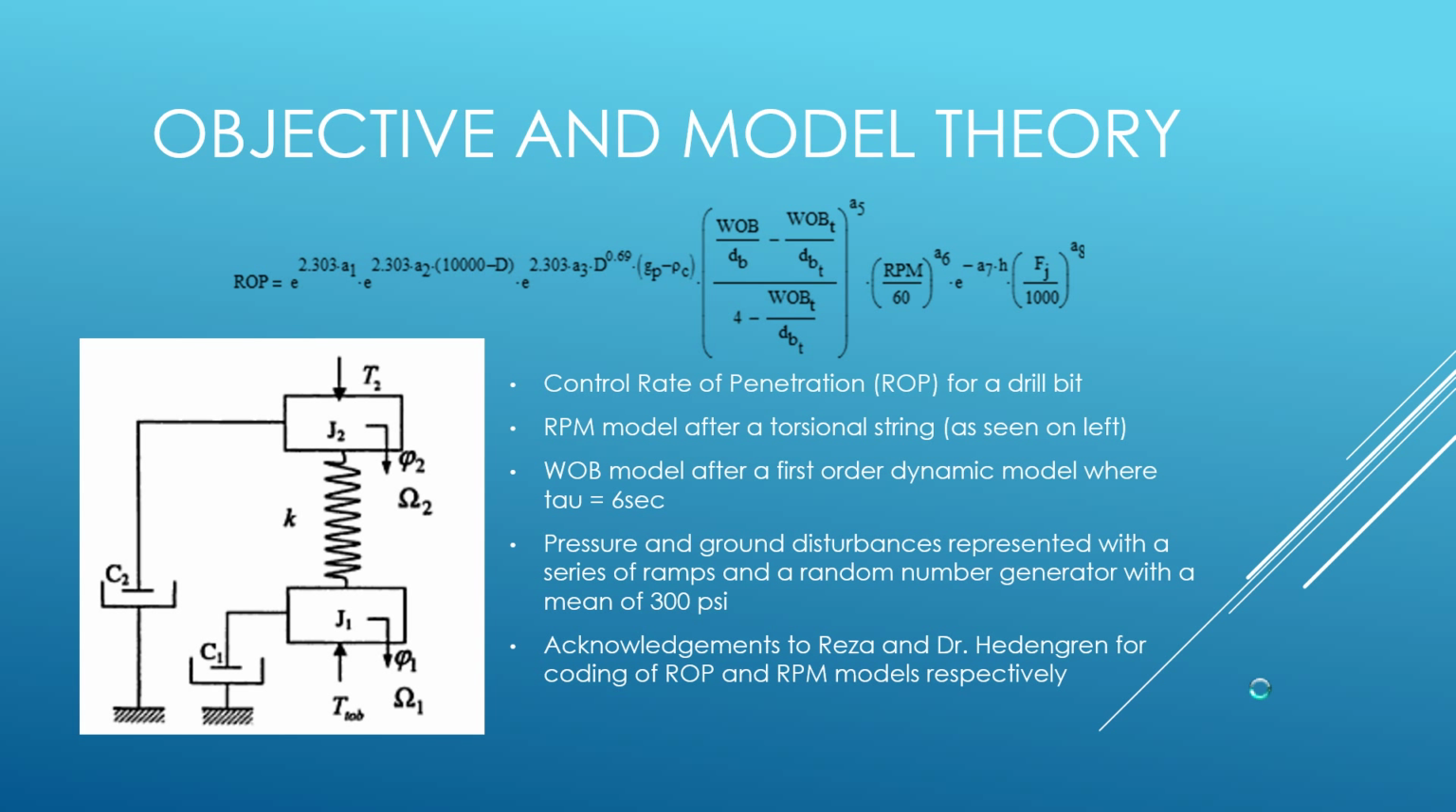Where the entire drill string would be represented as a series of torsional springs. So we were able to model the RPM dynamically using this torsional spring model. And then we also had 2 disturbance variables that we accounted for. One was the pressure on the drill bit, and the other was what we considered ground disturbances, or changes in the rock formations as you drilled deeper.